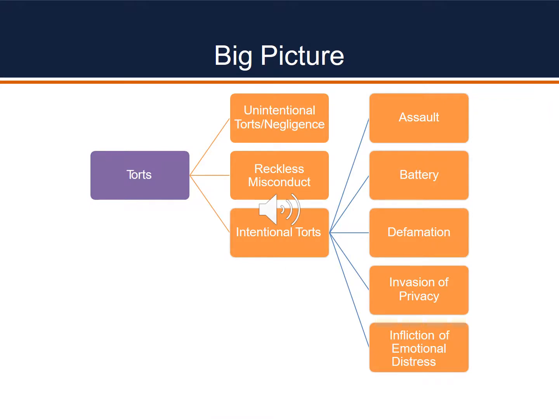This slide gives us a big picture window of breaking down torts and tort law. As I already indicated, we're going to spend our time talking about unintentional torts and/or negligence this week. Next week, we'll talk about reckless misconduct and those intentional torts. Please note there are 5 areas that fall under intentional torts: assault, battery, defamation, invasion of privacy, and infliction of emotional distress. Use this as a great visual to help you understand the breakdown of torts.